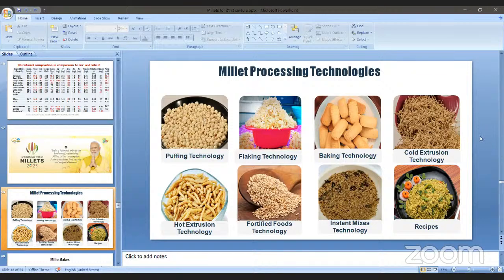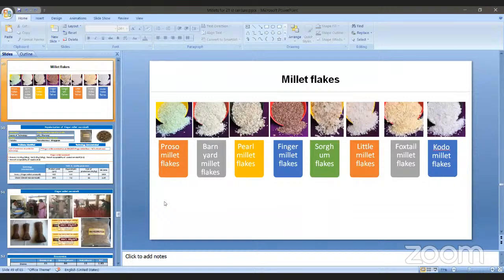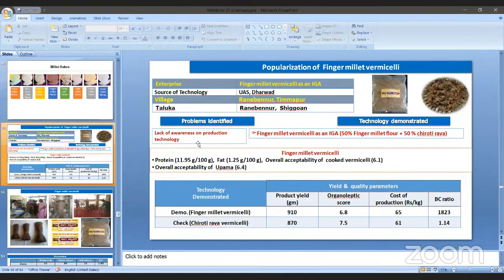Through popping and baking, millets can be processed for value addition, such as proso millet and millet flakes. KVKs also promote many of these value-added products, such as chiroti rava or finger millet. The cost of cultivation is also very low, and the benefit cost ratio is very high for this consumption.